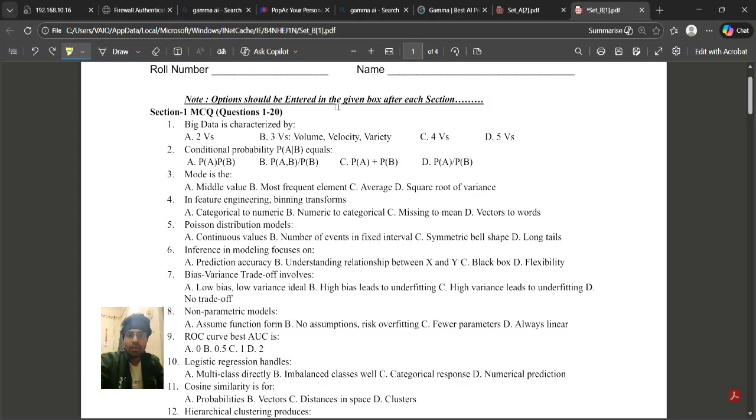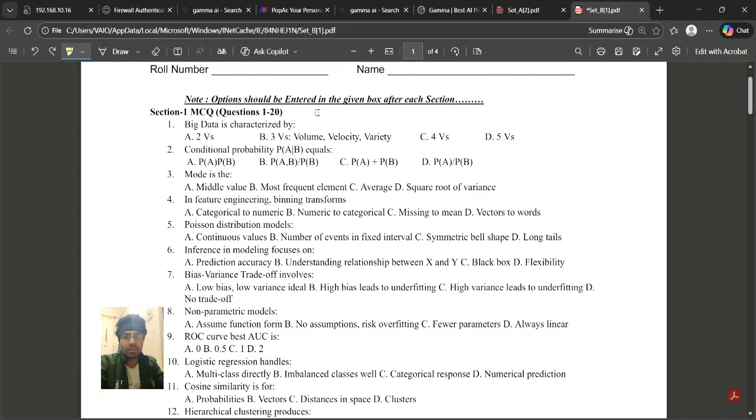Today we are covering set B from the Internal Test, the third Internal Test, Introduction to Data Science. This is a comprehensive MCQ-based test in 5 sections. We will go through each section systematically, explaining not just the answer but also the concept behind them.